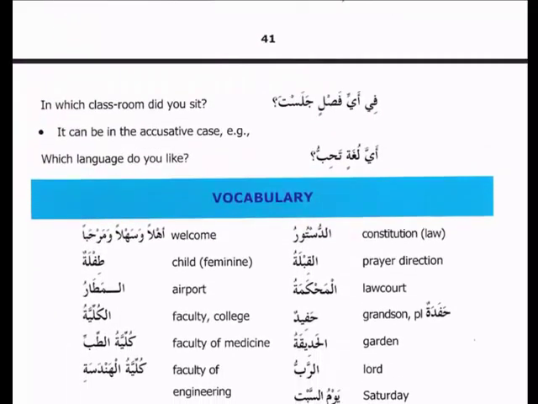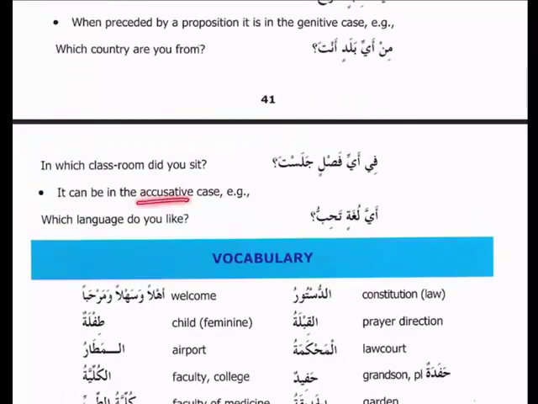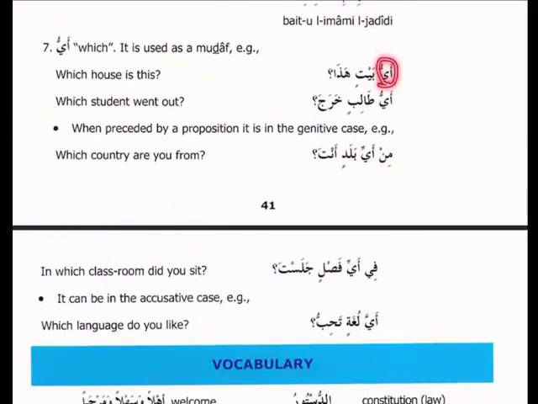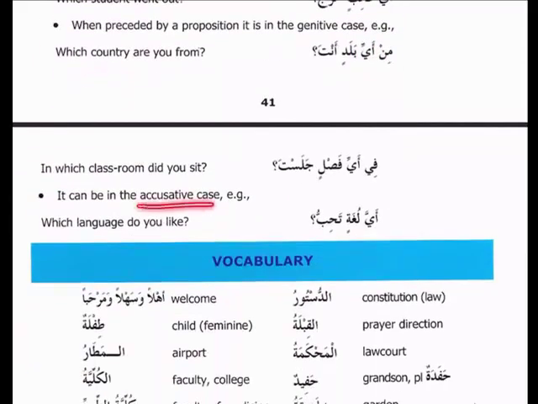It can be accusative case. Accusative means the nasab state. In the following examples which we saw earlier, here it is in rafa state, ayyu, and here it is in jar state because there's a harf jar before it. And they're showing you that the word ayyun can also be in nasab state. Ayya lugatin tuhibbu. So which language do you like? So why is this ayya in nasab state? Because this is the object.